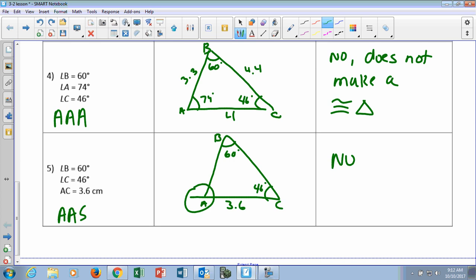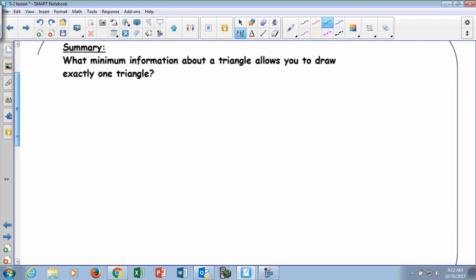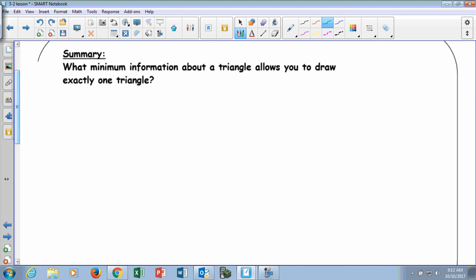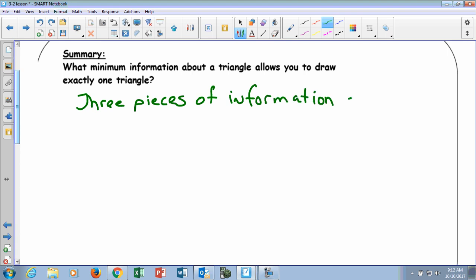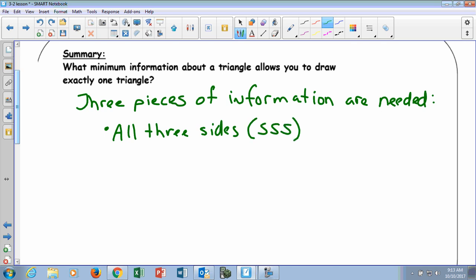All right, so let's summarize this. It says, what information about a triangle allows you to draw exactly one triangle? Well, you need 3 pieces of information. One could be, obviously, if you have all 3 sides. And we refer to that as side, side, side.